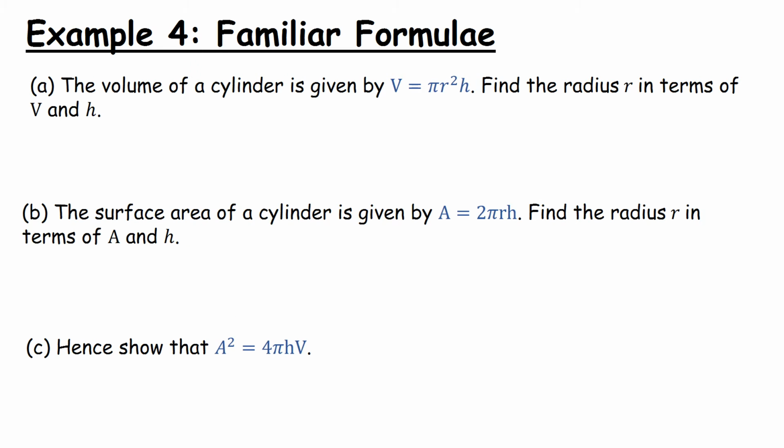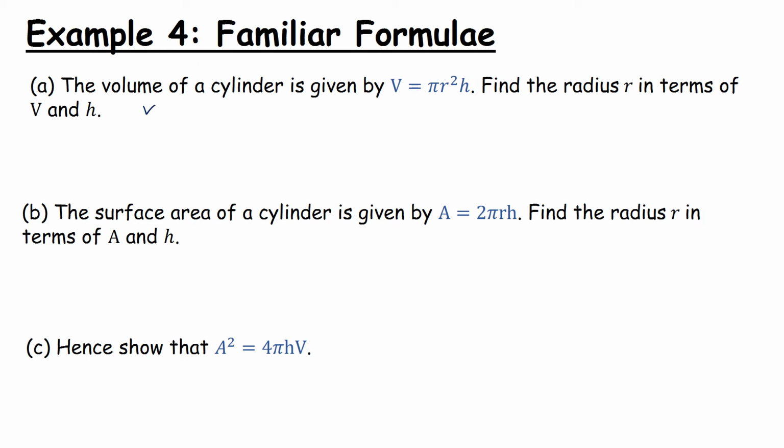Okay, so example 4. This is using something that should be familiar to us, and it's the volume and the surface area of a cylinder. Both of these formulas are given in your log tables, but this particular question is not asking you to use them, it's asking you to rearrange them. So the volume of a cylinder is given by V is equal to pi r squared h. Find the radius r in terms of V and h. So we're trying to get r on its own.